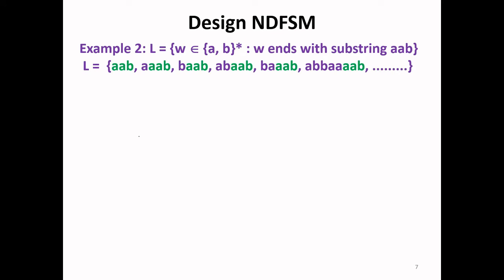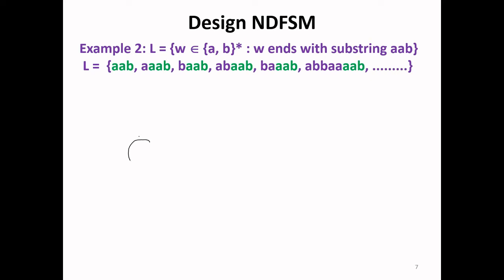In this language, we have strings of A's and B's ending with substring AAB. Possible strings in this language are AAB, or a single A or a single B, AB or BA, or any combinations of A's and B's before ending with substring AAB. So, how to design the non-deterministic finite state machine?